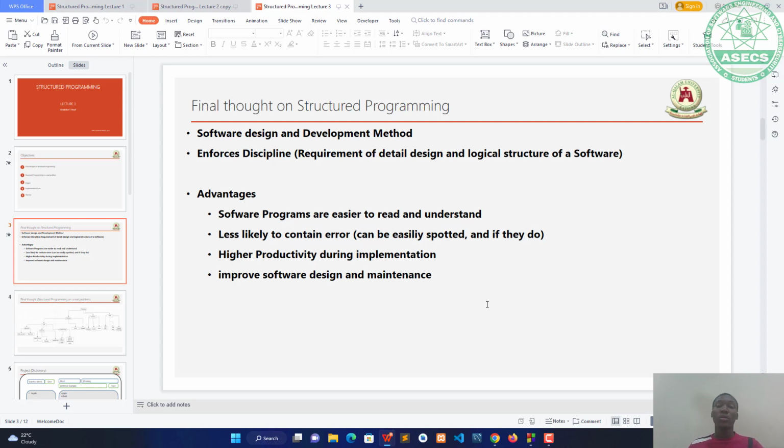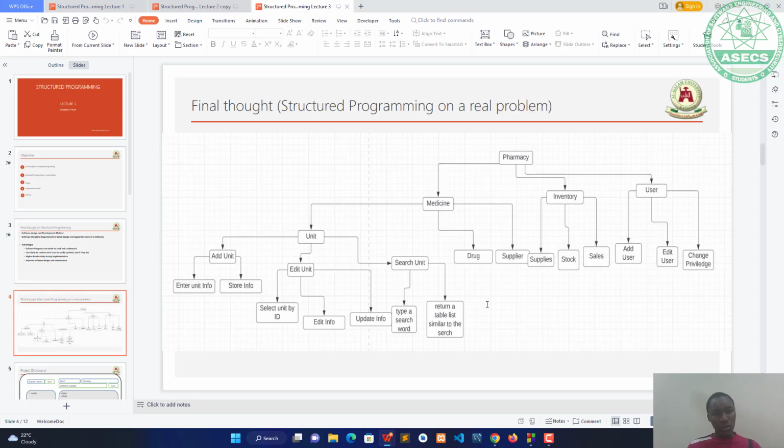So that's just it. Advantages: software programs are easier to understand. Yes, of course, they're very easy and very simple to understand. They are less likely to contain errors, errors can be easily spotted, and they give higher productivity during implementation. In improving software design and maintenance, the software will be much simpler. So all of this is just ingenious. Now, some final thoughts on structured programming and a real problem.